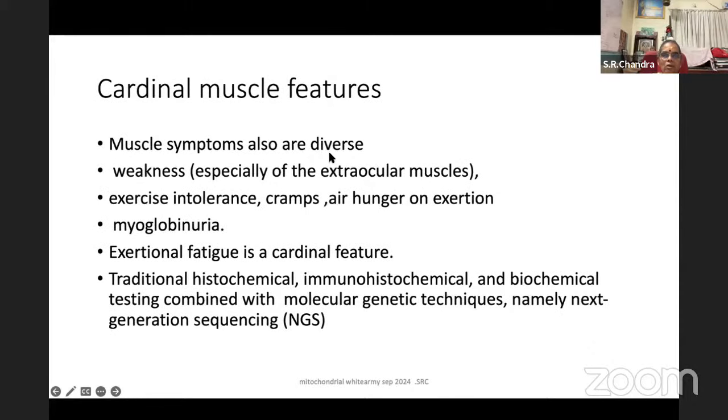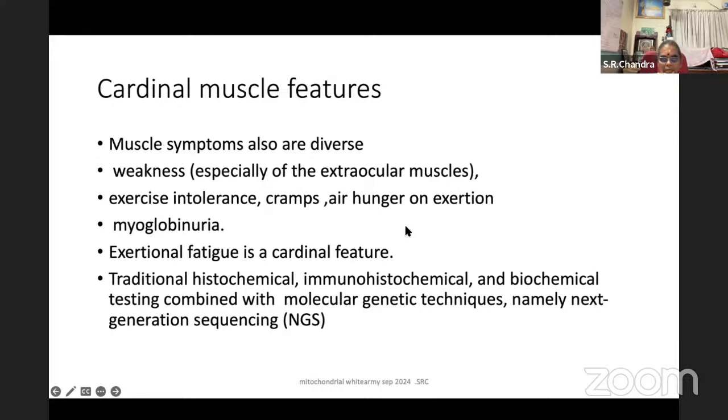Muscle symptoms are also diverse. It can be just weakness, especially at the extraocular muscles which have maximum mitochondria. And it can be exercise intolerance. After exertion, the patient feels unusual fatigue. It can be severe cramps in unusual locations. Air hunger on exertion because the lactic acid accumulates.